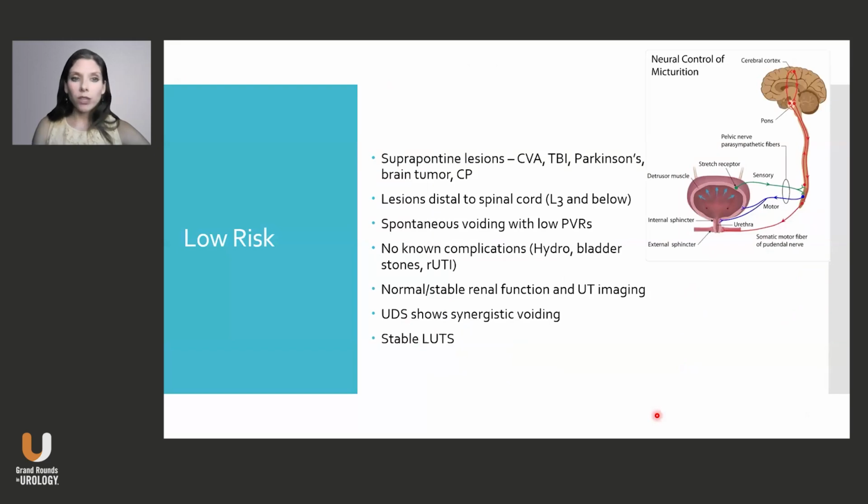All right, so low-risk patients. Again, these are going to be your suprapontine lesions: strokes, traumatic brain injury, Parkinson's disease, brain tumors, cerebral palsy; lesions distal to the spinal cord; patients who are spontaneously voiding with low PVRs; and those who have no known complications on any prior imaging. They don't have hydro, they've never had bladder stones or recurrent UTIs, they have normal or stable renal function and upper tract imaging, and if they've gotten urodynamics for any reason, not because it's necessarily indicated for the initial evaluation, but if they had gotten it, it shows synergistic voiding, and they have stable lower urinary tract symptoms.